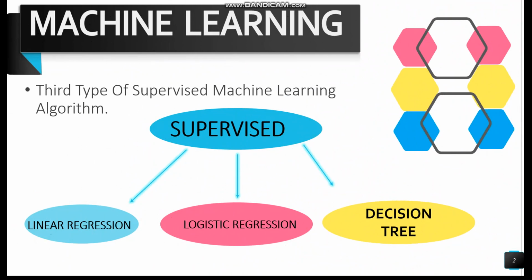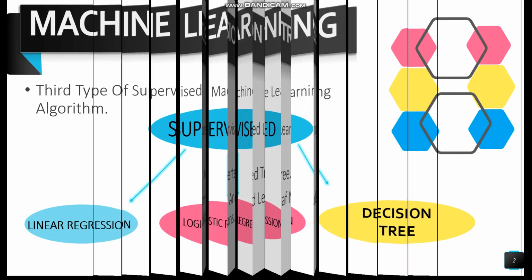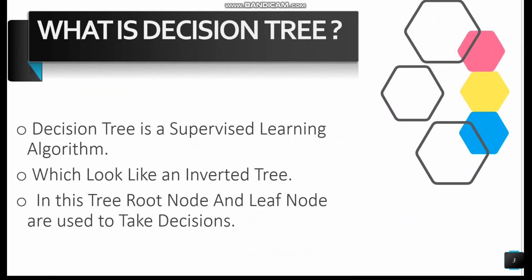In our previous lectures, we discussed linear regression, which is a regression algorithm, and logistic regression, which is a classification algorithm. Now we are going to discuss our third type of supervised learning algorithm, that is decision tree, which is again a classification algorithm. Our first question is what exactly a decision tree is. Let me explain this concept in an easy and effective manner.